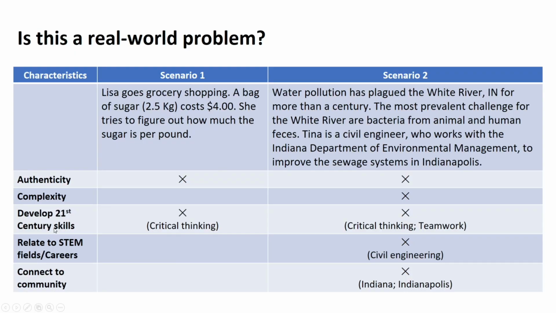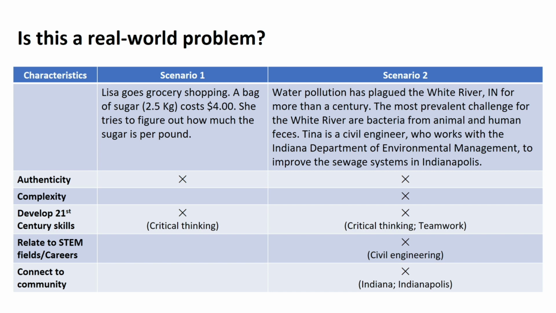So now we'd like to share a couple scenarios with you and show you the differences between two real world problems. Scenario one, Lisa goes to the grocery store and she does some shopping. A bag of sugar, 2.5 kilograms, costs $4. She tries to figure out how much this sugar would be per pound because she's used to the imperial units. So what do you think? Is this an authentic problem? Absolutely. Something that you may experience in the real world yourself.